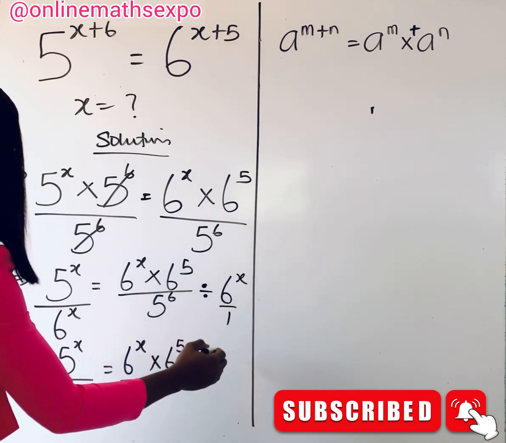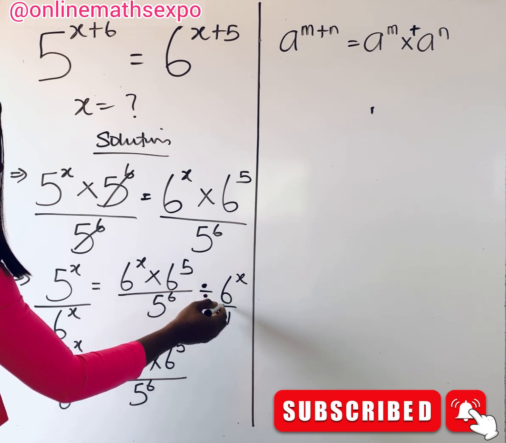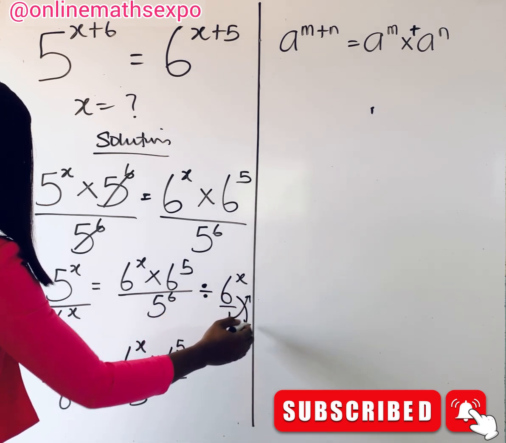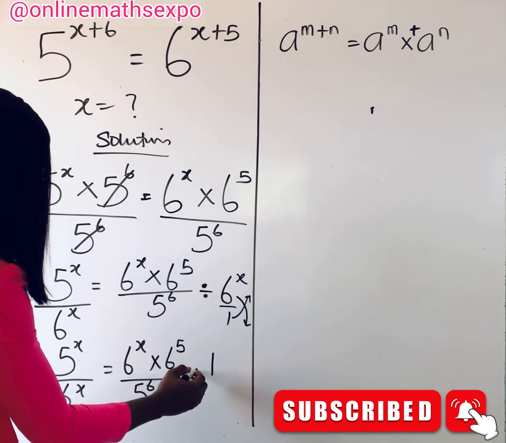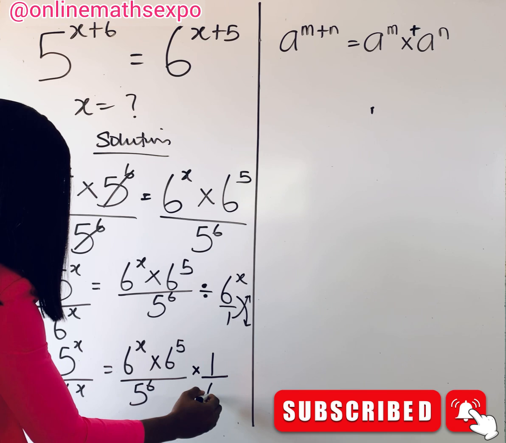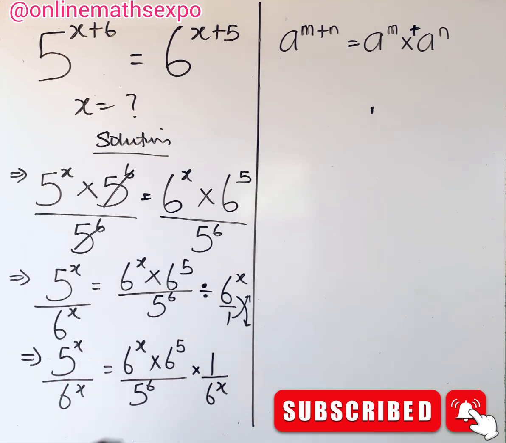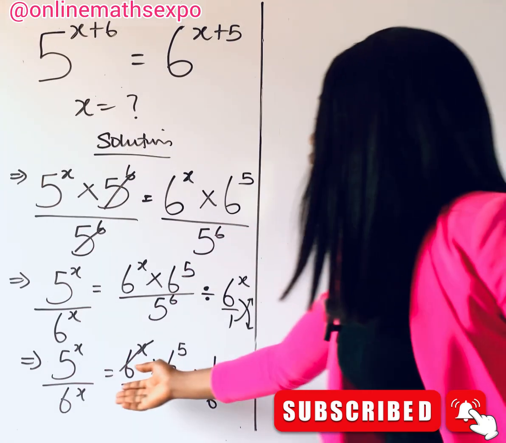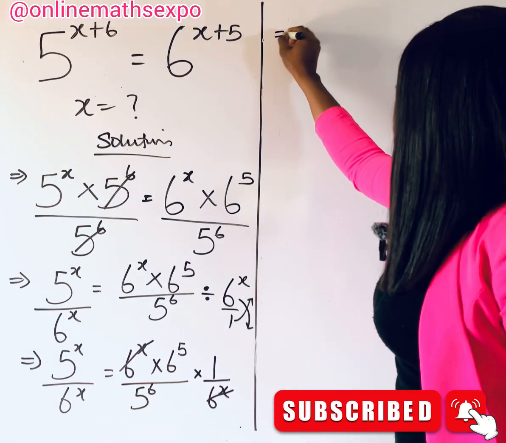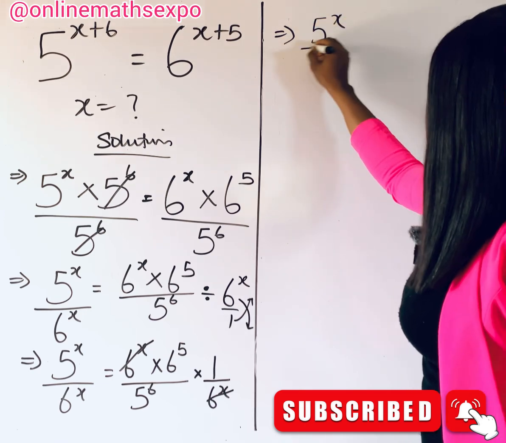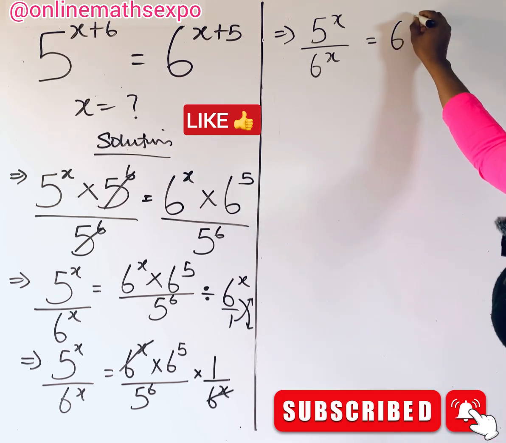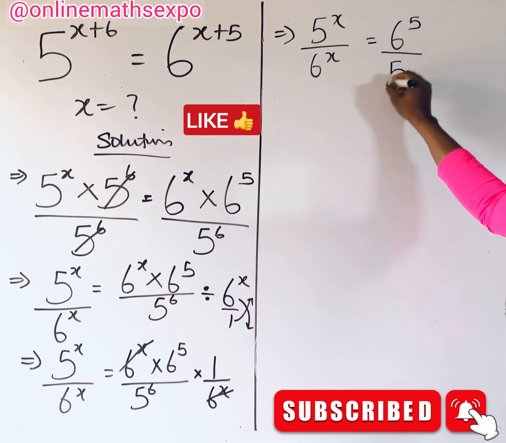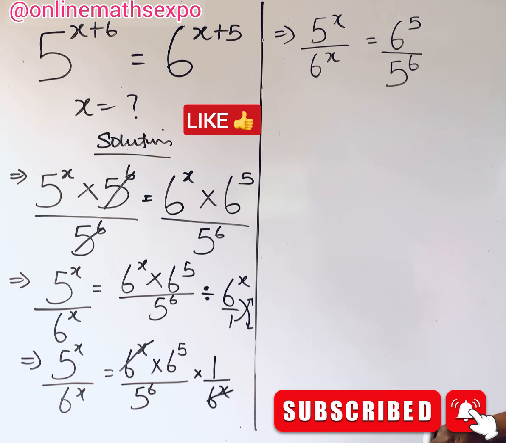Remember, this is over 1. So to change the division sign, this goes up and this comes down. It changes to multiplication. So the 1 goes up. We are multiplying, so 6 to the power of x comes down. Did you see that? So this can now cancel this. And in that case, from this point, we are going to now have 5 to the power of x divided by 6 to the power of x is equal to, here we are left with 6 to the power of 5 divided by 5 to the power of 6. Interesting.